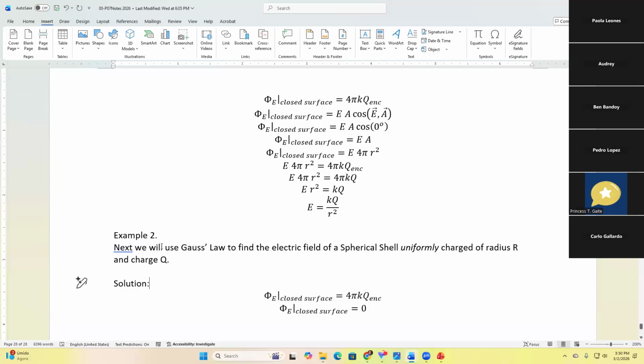Next, we will use Gauss's law to find the electric field of a spherical shell, inside and outside a spherical shell uniformly charged of radius r and charge q. Okay, inside the shell.